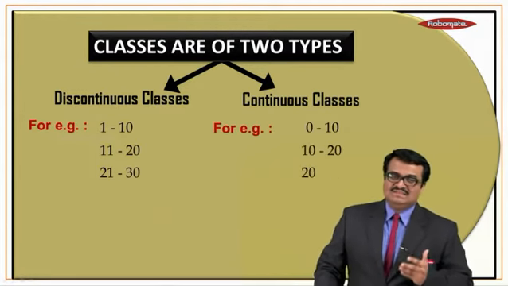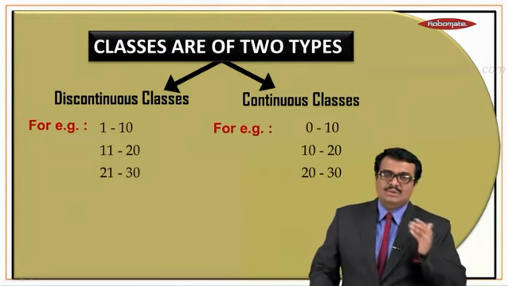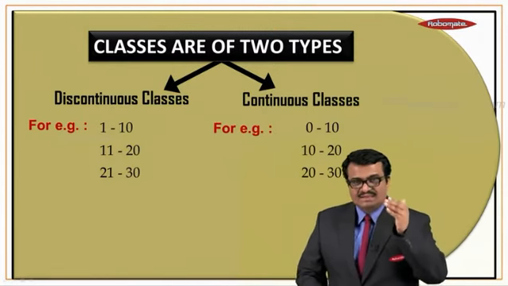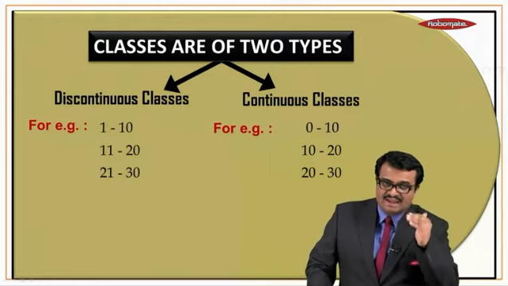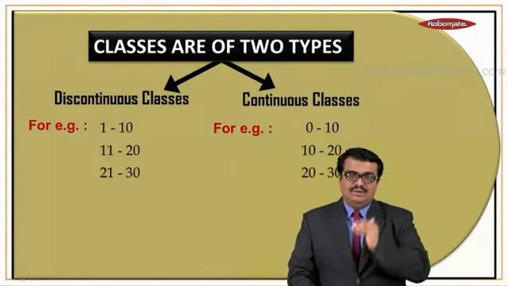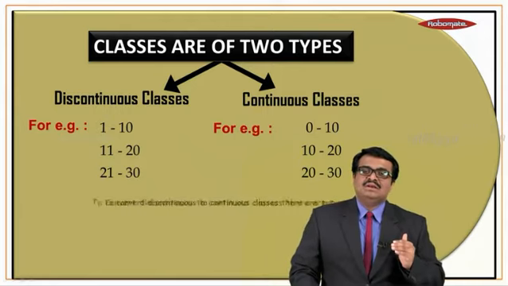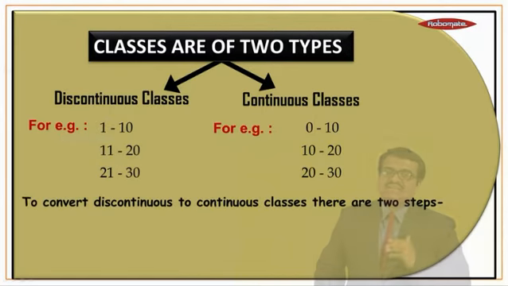Continuous classes, they look like this, 0 to 10, 10 to 20, 20 to 30. Where the first one ends, the second one starts from there, 10. Where 10 to 20, where the second one ends, 20, the third one starts from 20, 20 to 30 and so on. Okay. Now, to convert discontinuous classes to continuous, there are two steps.